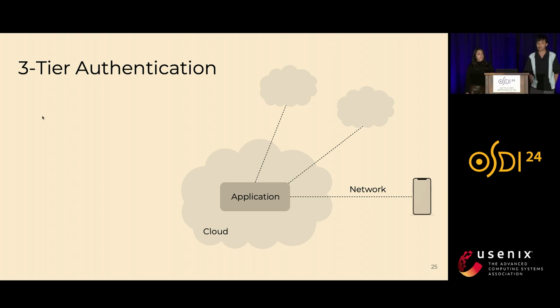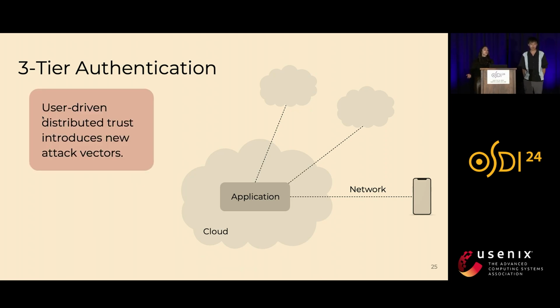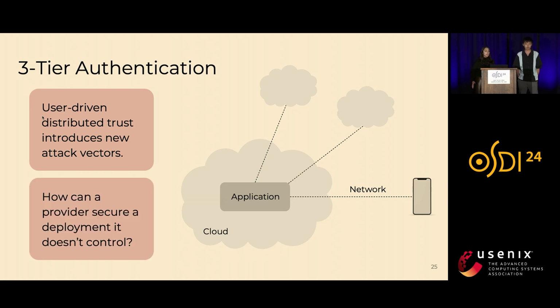The second main technical challenge that we have to solve in our system is authentication. As you can see, our system architecture on the right here is far more complex than a standard application. The key issue is that user-driven distributed trust introduces new attack vectors all over the stack. The question is, how can an application provider secure a deployment it just doesn't control? So let's start by identifying these attack vectors.